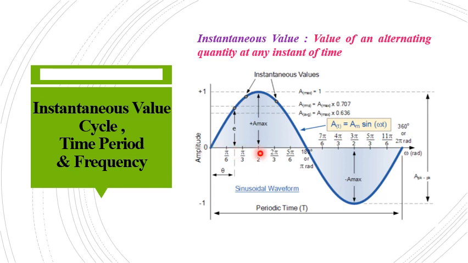Similarly, the instantaneous value at omega t equal to pi by 2 will be A of t equal to Am sine pi by 2, or A of t will be equal to Am. Here we can see that the maximum value is kept as 1. So the instantaneous value can be obtained by substituting different values of t.